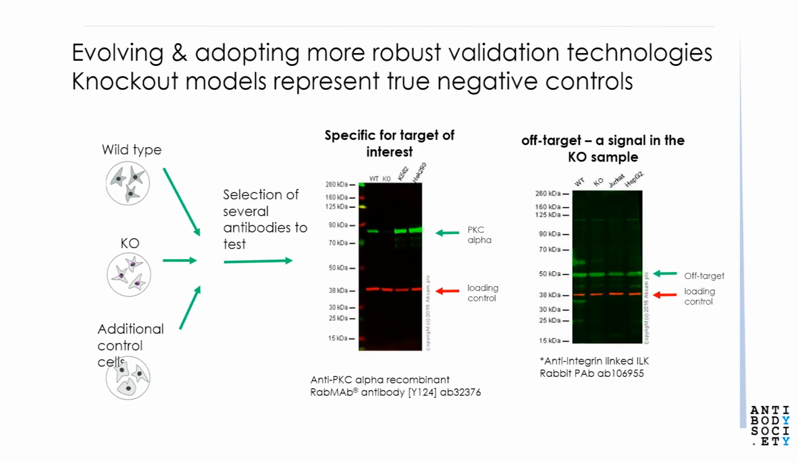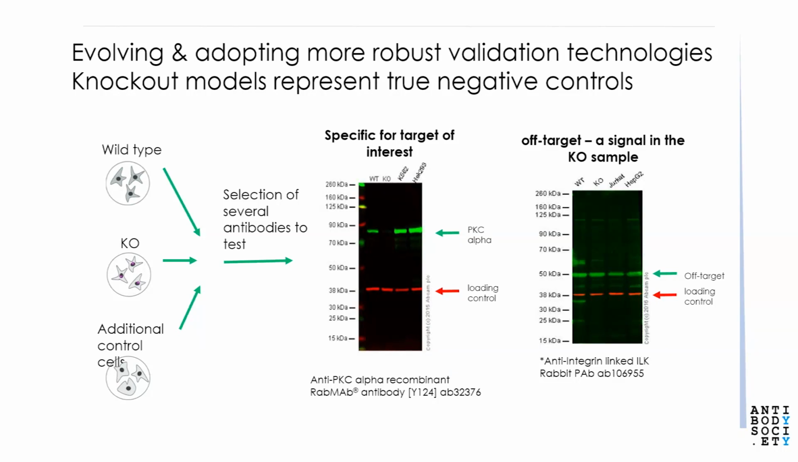The flip side is when the protein of interest is actually not expressed in the knockout, and you still see a band in the size where that particular protein should be expressed, as is the case in this blot on the right where we are using anti-ILK. In this particular case, this is telling us that this antibody is detecting some off-target binding, is not fit for purpose, and therefore is being removed from the catalog.